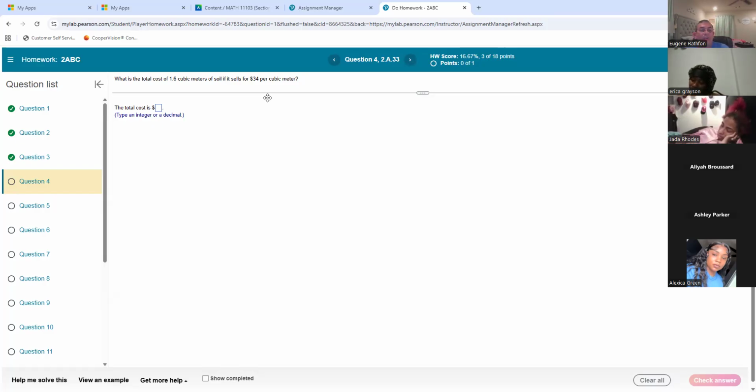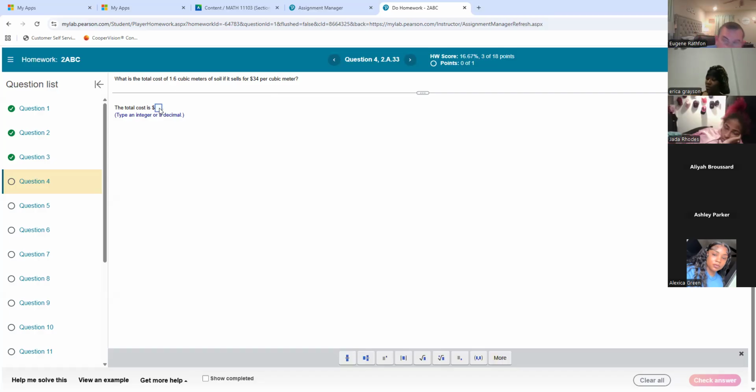And it says type an integer or decimal. If you type that in and multiply, you only get 1 decimal place anyway. So are y'all getting like a 54.4? 54.4. Yeah. Okay, so 54.4. And since it only had 1 decimal place, you put everything on it.